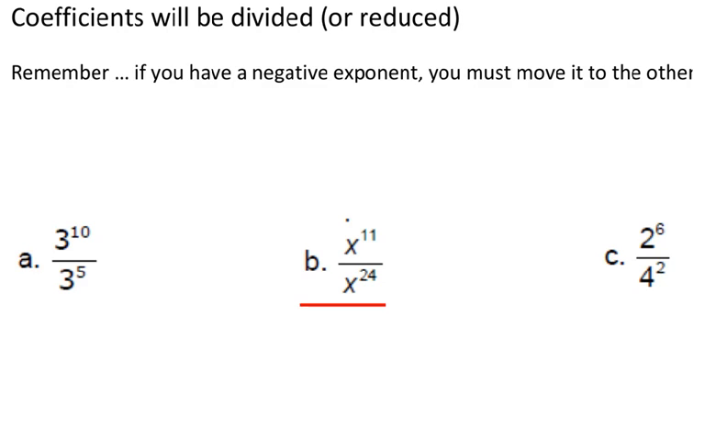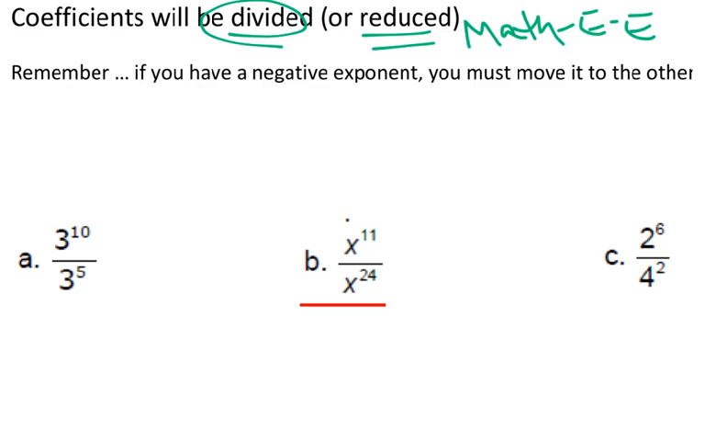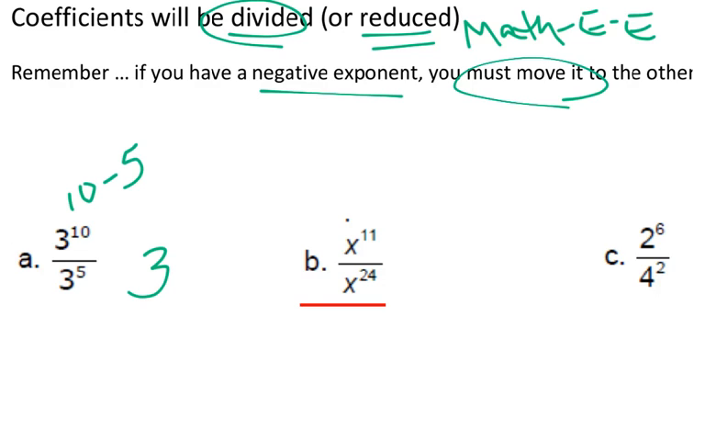So, as I said earlier, coefficients will be divided or reduced. If you're not sure how it's going to reduce, you can divide it in your calculator and then do math, enter, and it'll give you the reduced fraction. Once again, remember, if you have a negative exponent, you have to move it to the other part of the fraction. So, looking at A, you have 3 to the 10th over 3 to the 5th. Your base is 3. And you're going to say 10 minus 5, which is 5. 3 to the 5th is your answer.